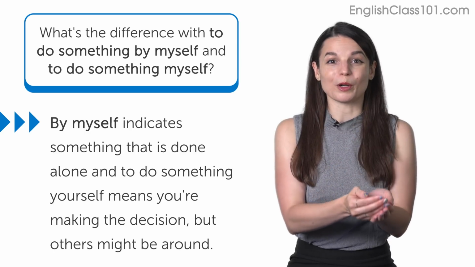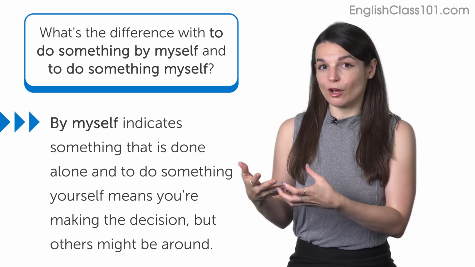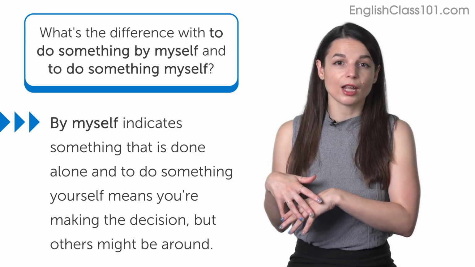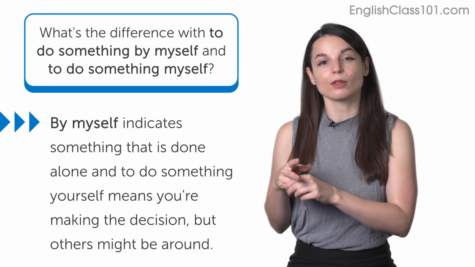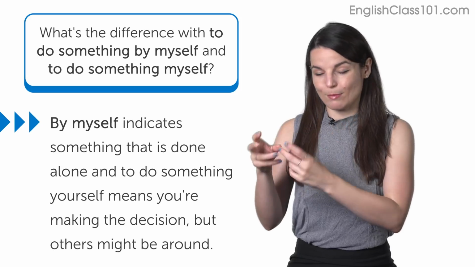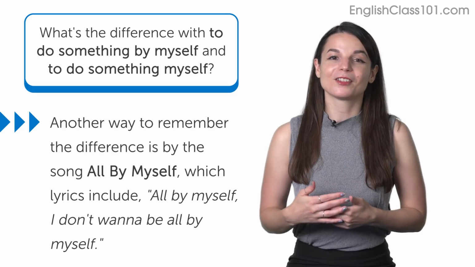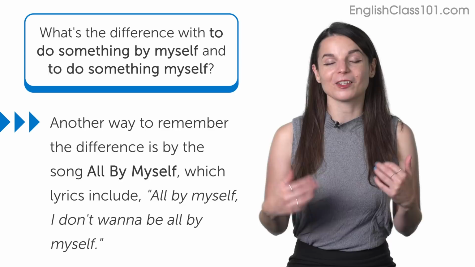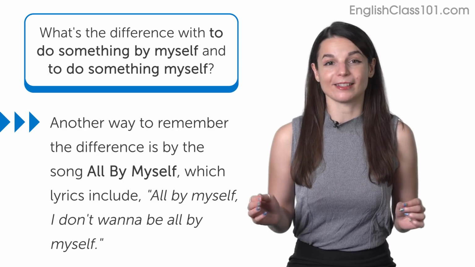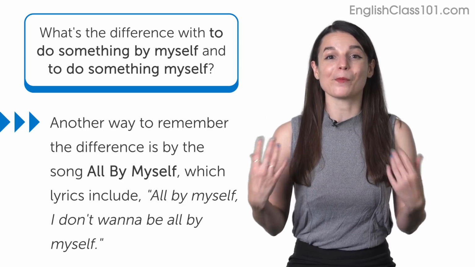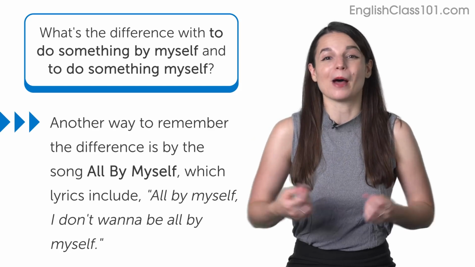It's just you, just one person. To do something myself refers to making a decision or creating plans, using your own mind or your own hands to create something. Another really good way to remember this is with the song that uses the lyric "all by myself." The lyrics to the song are "all by myself, I don't want to be all by myself."